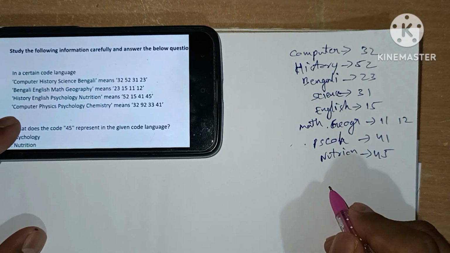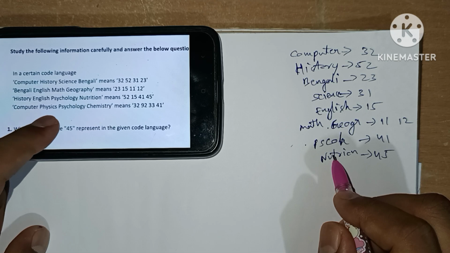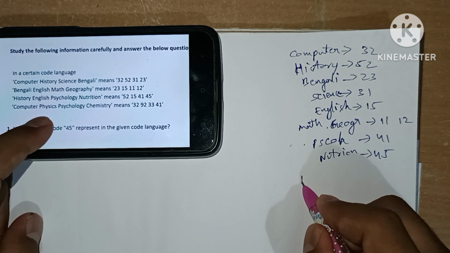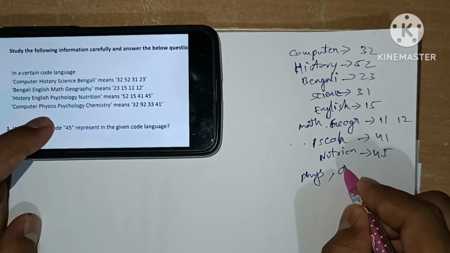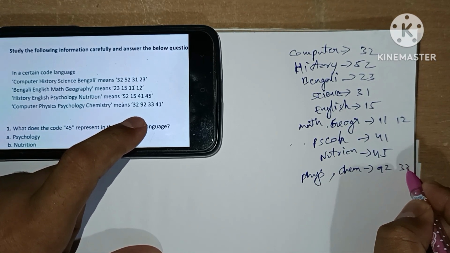Next, computer we have seen. Physics we haven't seen yet. Psychology we have seen. Chemistry, there is no chemistry in above, so we got another possibility. Physics and chemistry have 92 or 33.